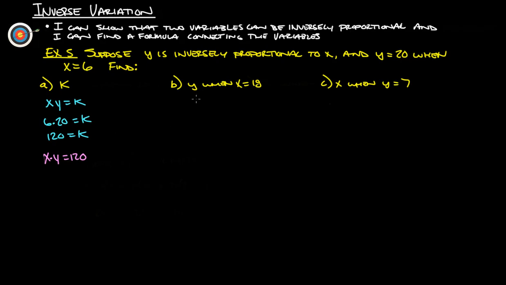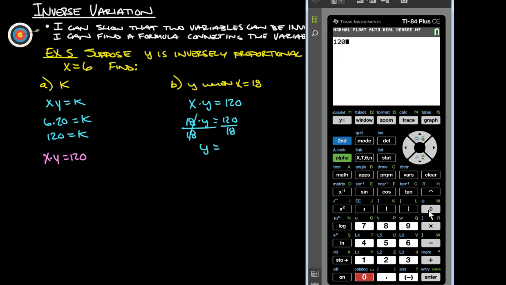So let's use our formula. x times y always equals 120 for the rest of this problem. Find y when x is 18. So 18 times y equals 120. To get y by itself, we divide both sides by 18, and y equals 120 divided by 18.